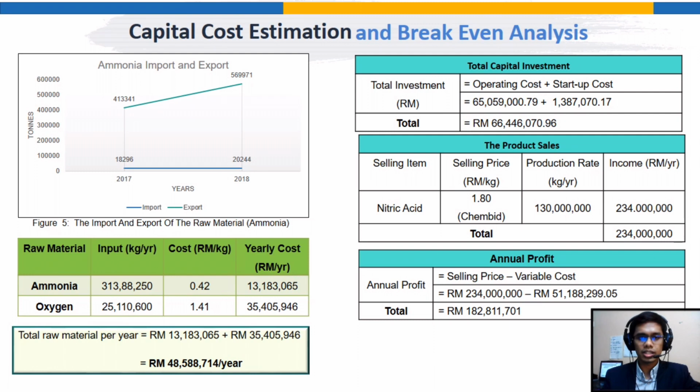66,446,000 ringgit Malaysia, and the product sales that we could achieve in a year is 234 million ringgit Malaysia, and the annual profit per year is RM 188 million.